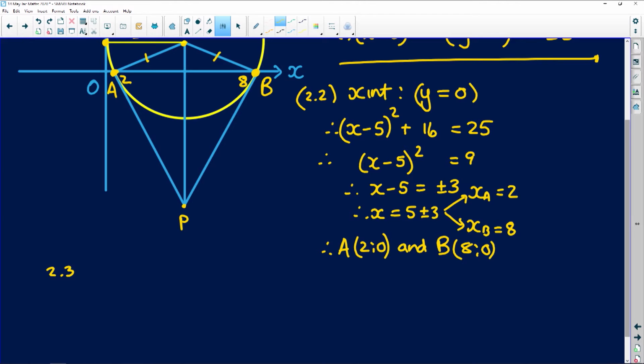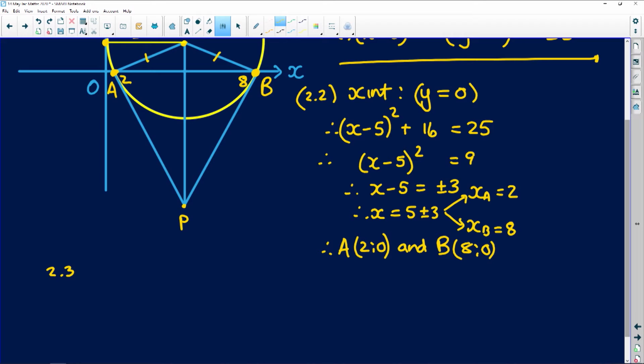2.3 says the following. Determine the equations of the tangents to the circle from a point P to points A and B. Okay? Determine the equations of the tangents from point P to points A and B, which lie on the circle. And this is what it brings in for us. It makes that angle a right angle and this a right angle, folks. So we've got 2 tangents and they want the equations of those tangents.